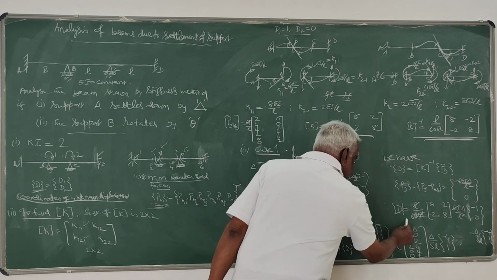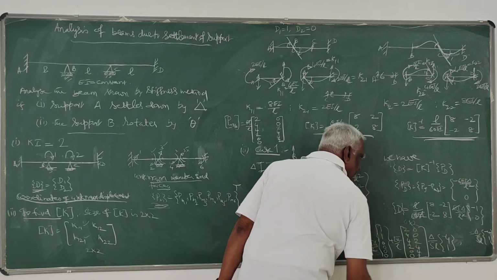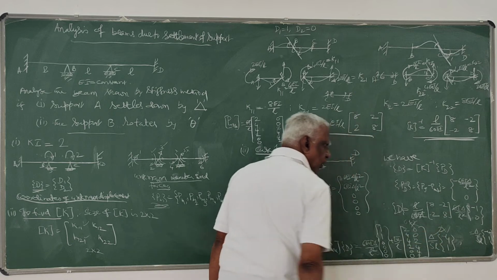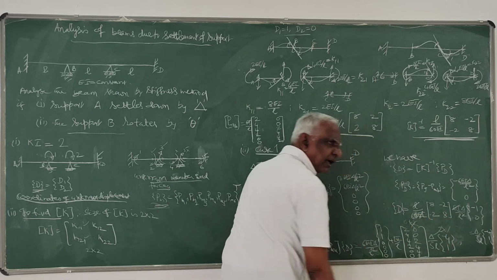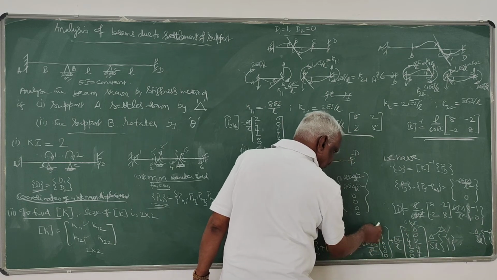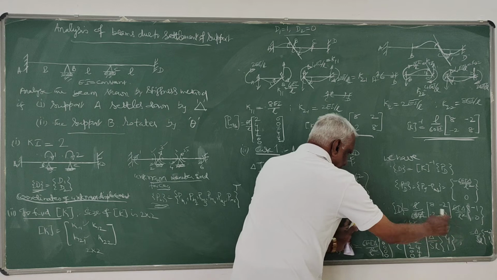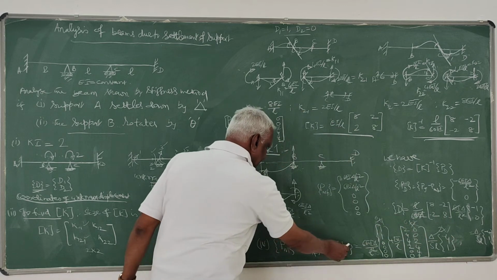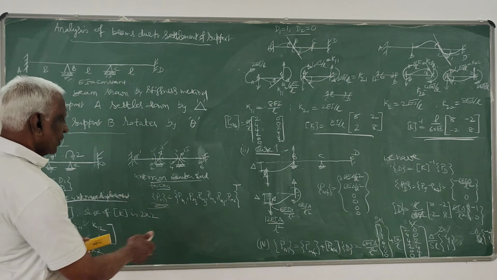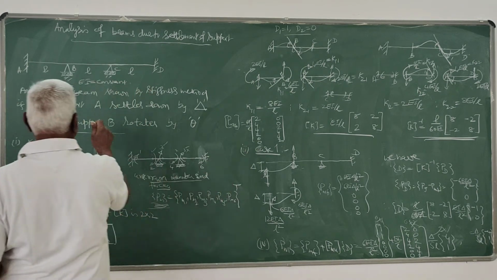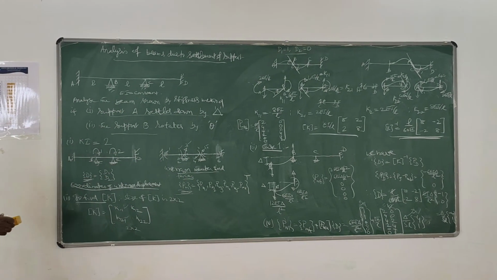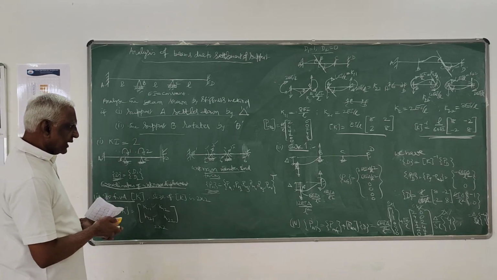So now this is 6 by 6, 6 by 2, this is 2 by 1. The column of this is equal to the row of this, so the 6 by 1 matrix multiplication is possible. This is 6 by 1, this is 6 by 1, you can add it because they are of the same order, and you will get this PM, which is 6 by 1. If you complete it for case 1, that is when support A settles down by delta, you will get that force. I have the result here.